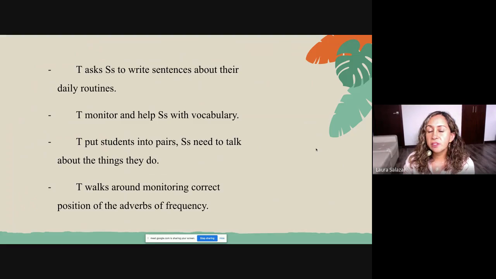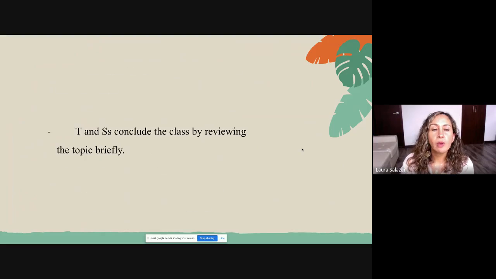So the teacher will let students have a nice conversation, practice their fluency, but she is going to stop them if she sees that they are not using the correct position of adverbs of frequency. Teacher and students conclude the class by reviewing the topic briefly.